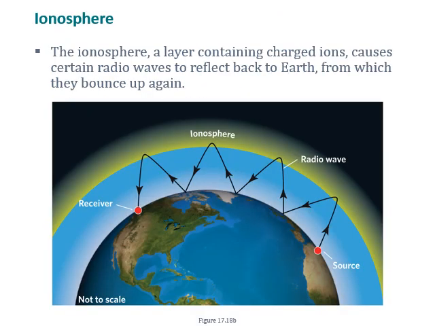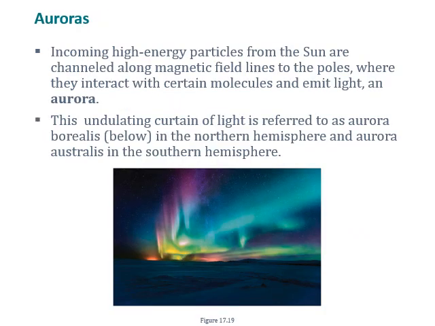Another benefit of the ionosphere is that because it contains charged ions, it allows radio waves to reflect back to Earth and thus allows radio communication across different places on Earth. Here is a picture of the auroras, which are caused by high energy particles from the sun channeled along magnetic field lines interacting with the ions in the ionosphere. This is referred to as the aurora borealis in the northern hemisphere and the aurora australis in the southern hemisphere.